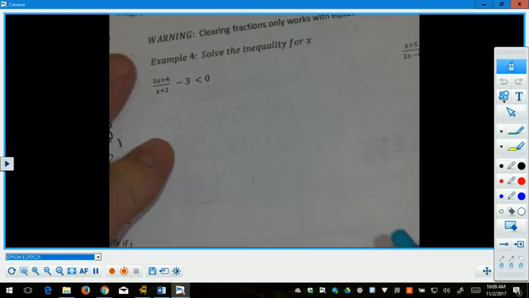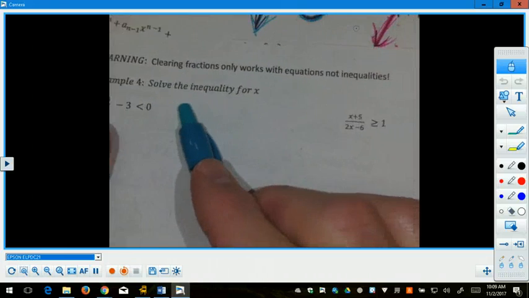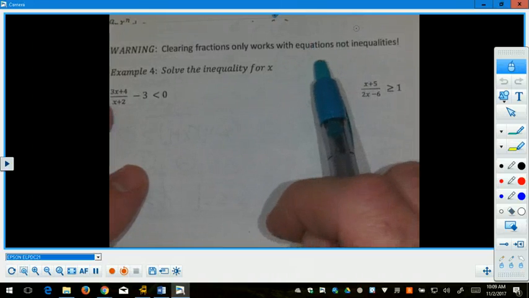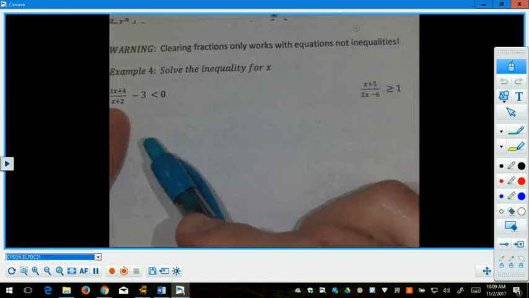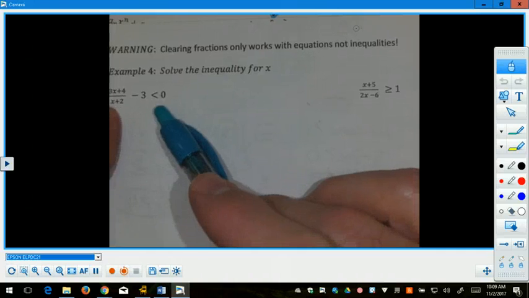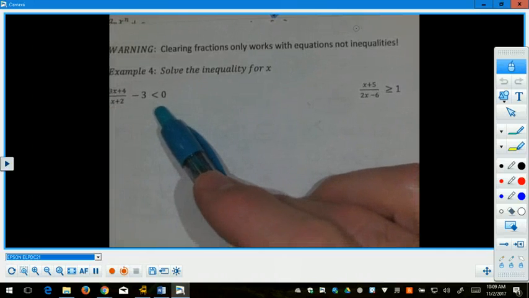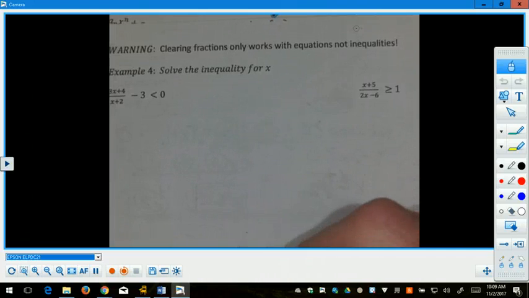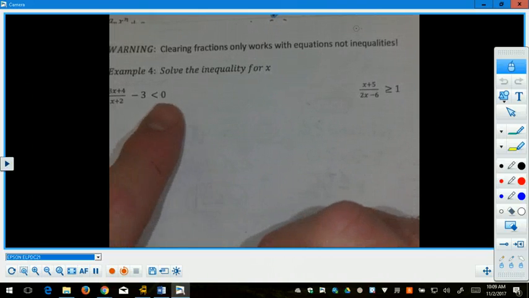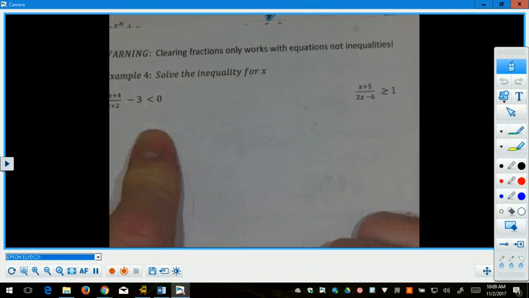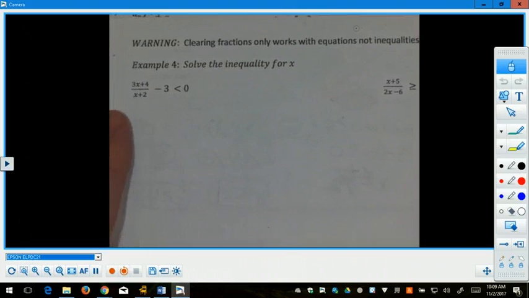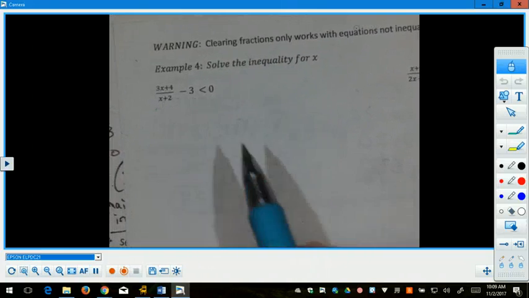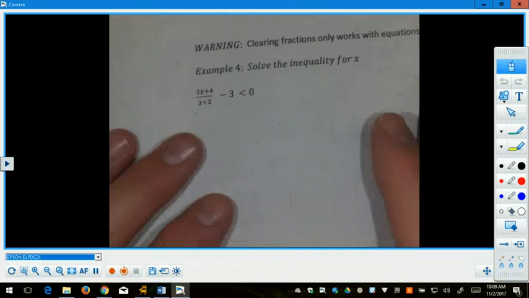Warning here that you can clear fractions only if you're solving an equation, not an inequality. So if you're like, oh, I'm going to try to solve this like we solve rational equations, turning it into a quadratic and getting answers for x, that's when you're solving it if it had an equal sign. This isn't an equal sign, it's an inequality. So we're actually graphing a rational function. We got to keep that denominator and find out what happens.